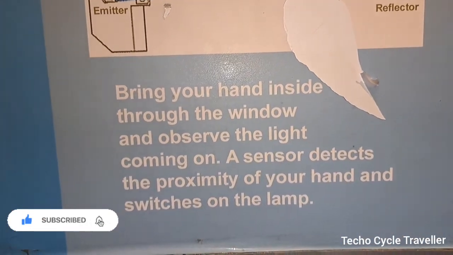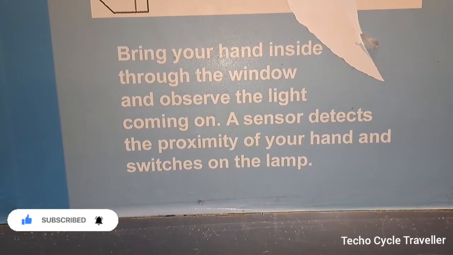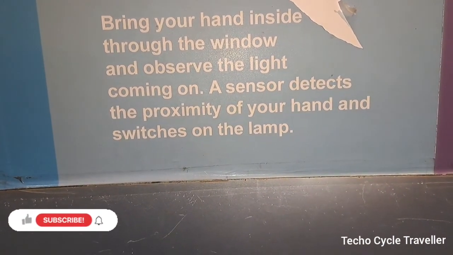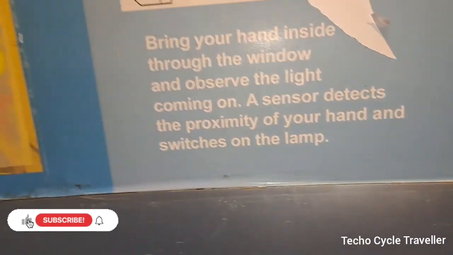Bring your hand inside through the window and observe the light coming on. The sensor detects the proximity of your hand and switches on the lamp.